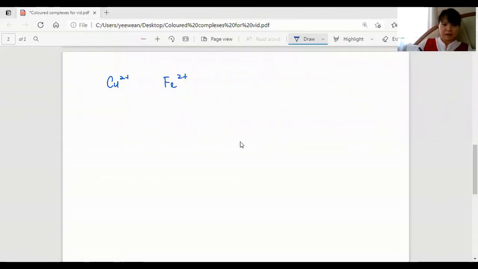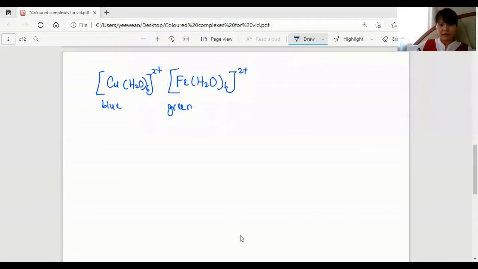For example, in IG, you already memorized that copper 2+ is blue, and Fe2+ is green. But it's actually not copper 2+ that is blue. It's actually copper 2+ with the ligands that is blue. So we actually draw it like this. And Fe2+ with 6 water, that's green.